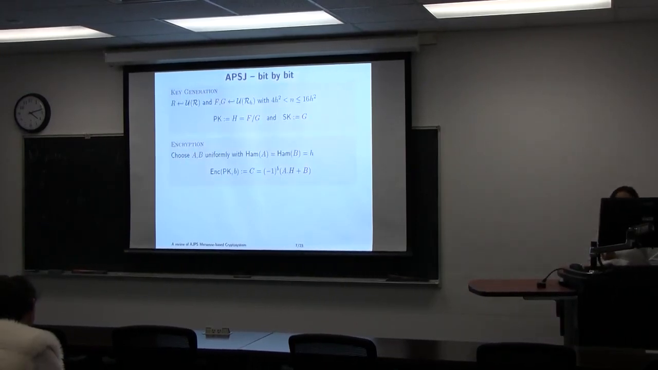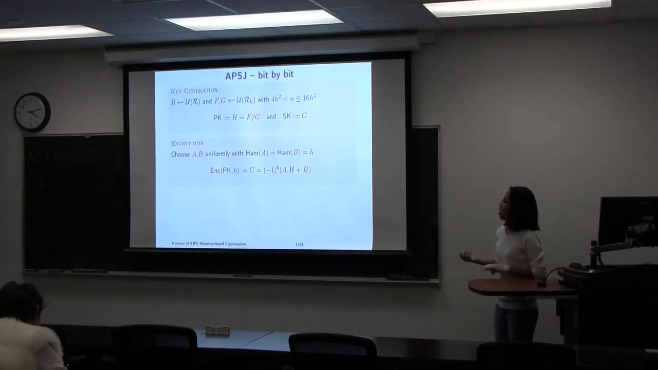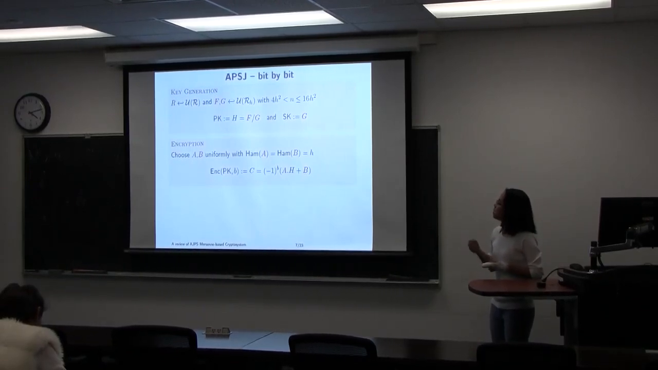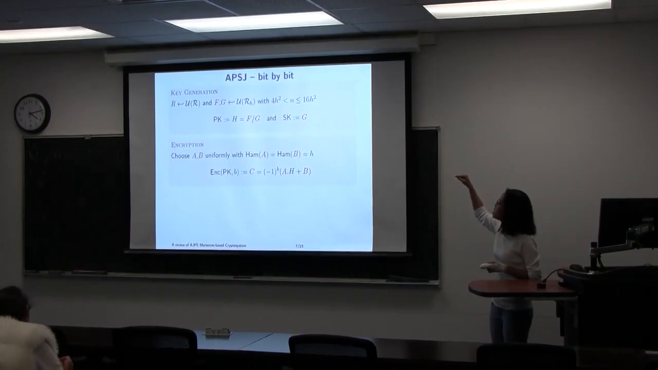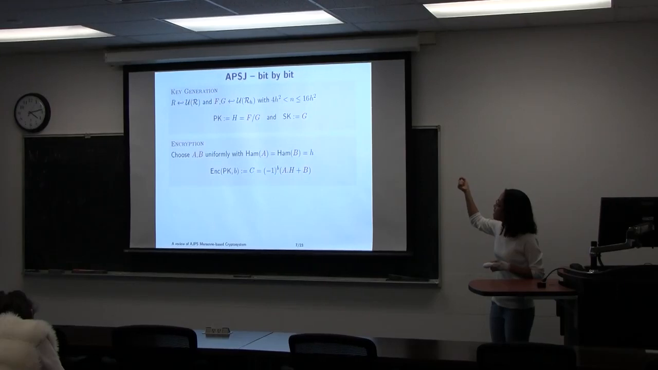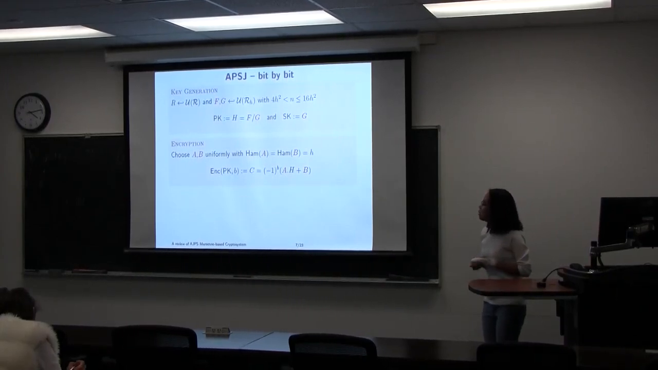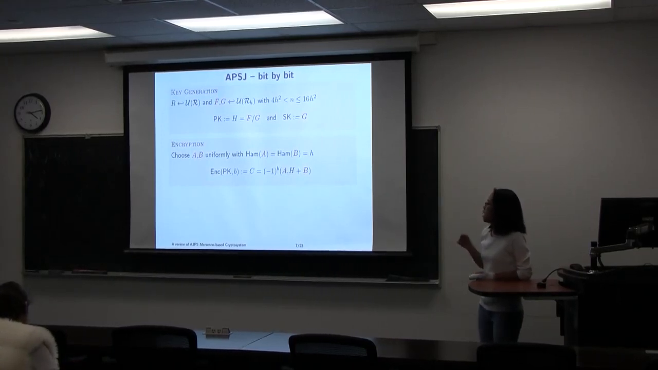Okay, so we start with the key generation. First, we take some element R uniformly at random from the ring R, and then we take F and G low Hamming weight elements, such that they also set up some condition for the constant for the Hamming weight H, so that h squared is smaller than n, smaller than 16 h squared. And then we have the public key. Our public key will be equal to f divided by g, and our secret key will be g. Here we should note that the operations are in the ring R. When I say f over g, it's just like a normal number, and the operation is just the ring operation.